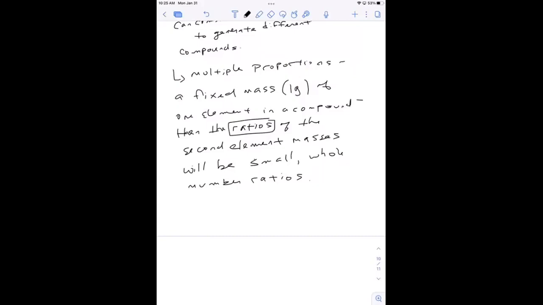All right. The other part of it is recognizing that if you have multiple compounds from the same group of atoms, every compound is different and is going to have a different ratio of one atom to the other. So let me give you an example of what I mean by this, right? And then we're going to work through a couple of examples with this law of multiple proportions.